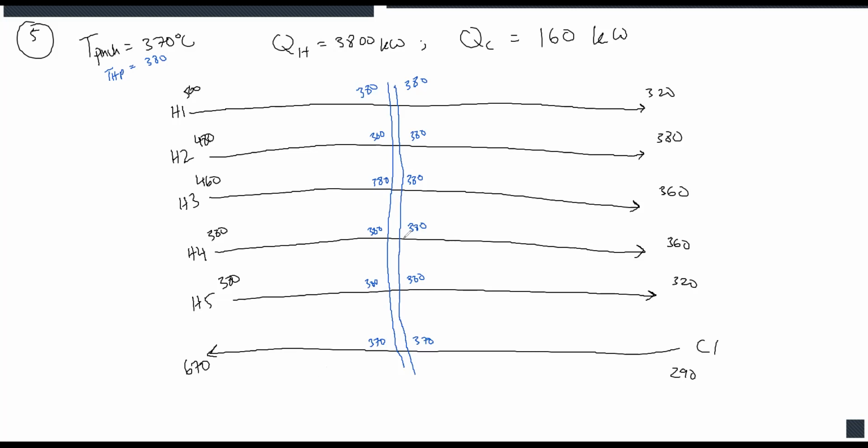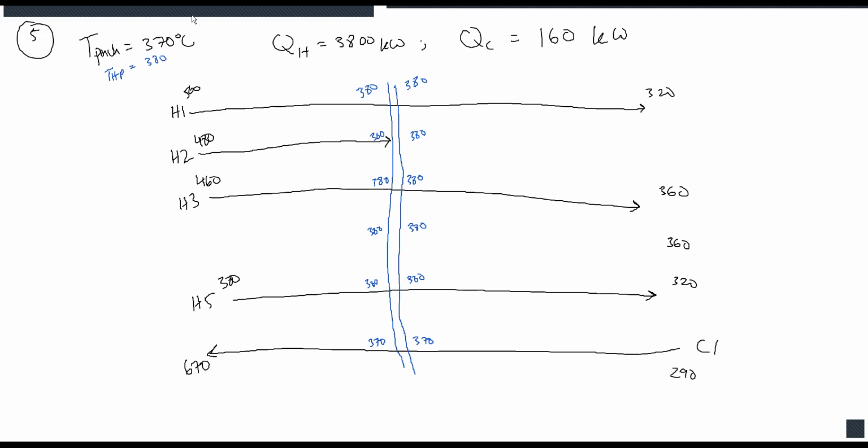Okay, so now we have this line. Now let's clean out this diagram. Let's have a look here. 500 to 380, 380 to 320, that's fine. 480 to 380, 380 to 380. This doesn't make sense. Let's clean out this line. So H2 is only available above the pinch. So let's redraw H2. It's only going from 480 to 380 and it's stopping here. H3, 460 to 380, 380 to 360, that's fine. H4, 380 to 380, 380 to 360. So H4 only exists below the pinch. So let's clean out H4 and redraw it.